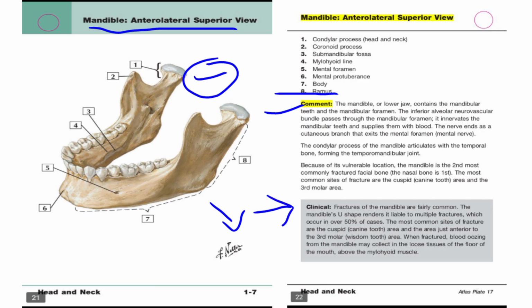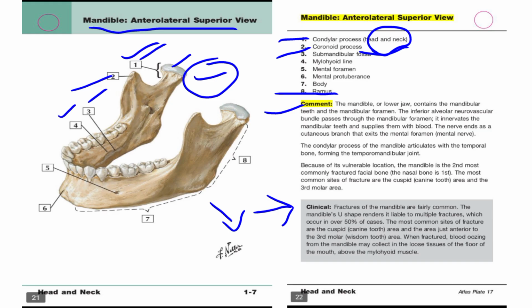Very important lecture. First label, you can see, this is the condylar process, of the head and neck portion. Second, we have the coronoid process. First is the condylar process, it has the condyle, and second is the coronoid process. The third label, you can see, is the submandibular fossa.